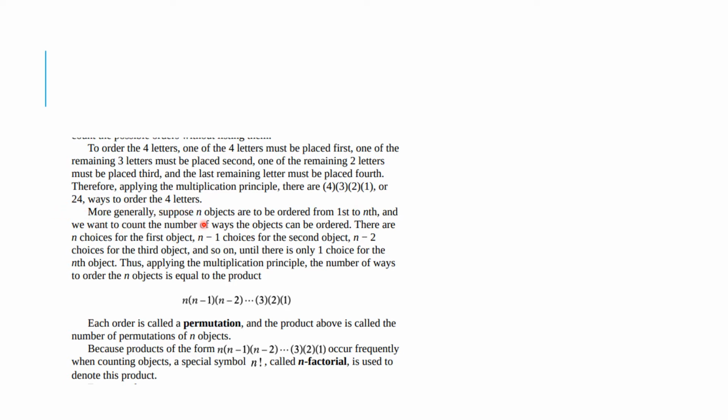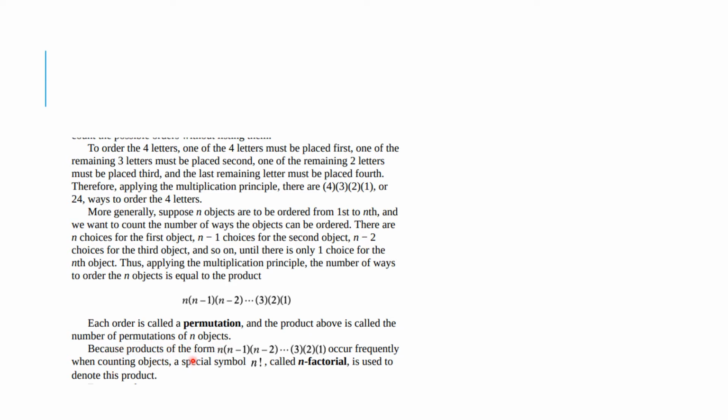More generally, suppose n objects are to be ordered from first to nth, and we want to count the number of ways the objects can be ordered. There are n choices for the first object, n minus 1 choices for the second object, n minus 2 choices for the third object, and so on, until there is only one choice for the nth object. Therefore, applying the multiplication principle, the number of ways to order the n objects is equal to the product n times n minus 1, times n minus 2, and so on down to 3, 2, 1. Each order is called a permutation, and the product above is called the number of permutations of n objects.